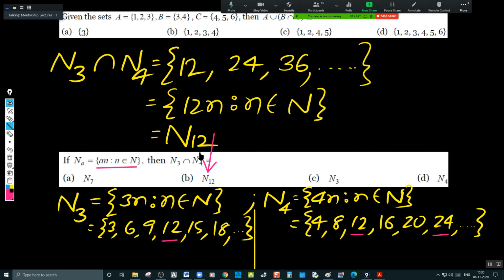In place of a, you have 12 here. That is why it is N12, and it is a simple thing that you need not do all this. Whenever you have numbers like this, 3 and 4, whatever the numbers or suffixes you have, take the LCM of 3 and 4. In intersection, you must have common to both. Common to both is possible only when you take LCM. LCM of 3 and 4 is 12. So N12 is the answer. I'm moving on to the next question, if it is clear.